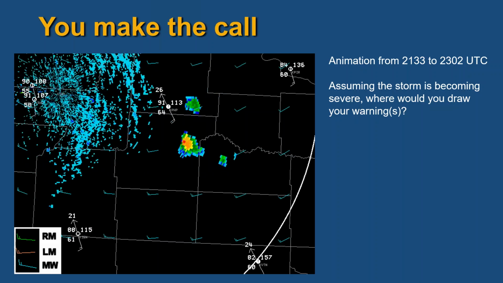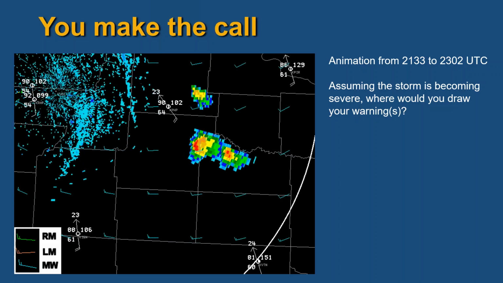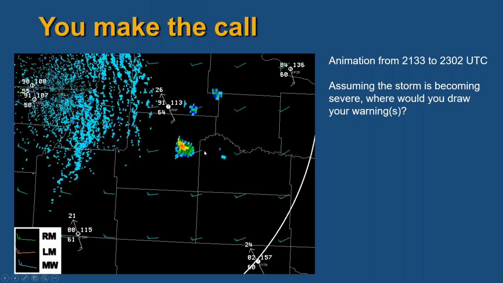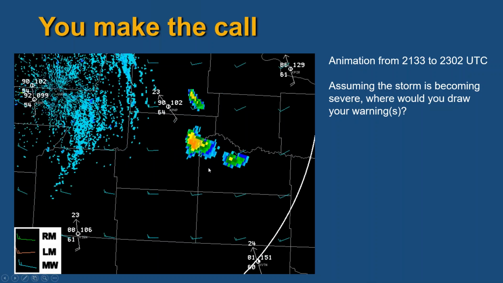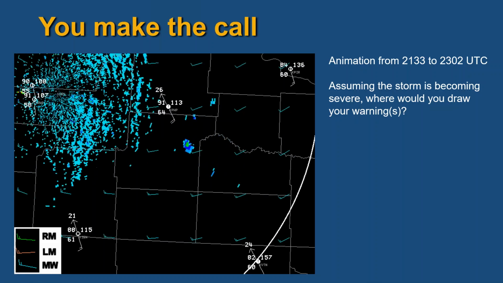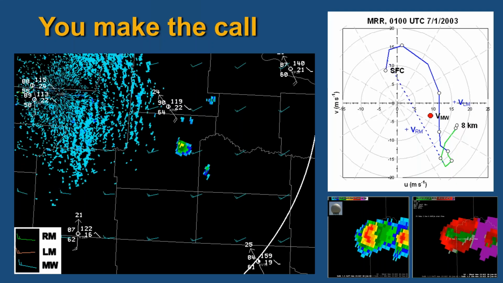So where would you draw your warnings? Think about that for a moment. I do have the mean wind shown on here, which is, you know, to the east, a little bit to the northeast. So where would you draw your warnings? Well, your answer should be, I haven't given you enough information. You're going to want to see the hodograph and maybe look at some radar data.